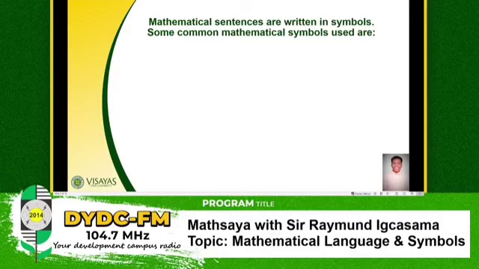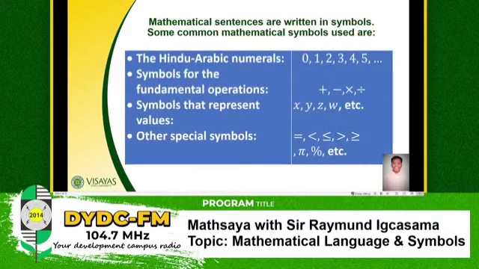So say these examples. Mathematical sentences are written in symbols, as I've mentioned a while ago. Some common mathematical symbols that are being used in your mathematics subjects or in other branches of mathematics. These are the most commonly used symbols. One of which is the Hindu-Arabic numerals. These are the representations 0, 1, 2, 3, 4, 5, and so on. These symbols are called the Hindu-Arabic numerals.